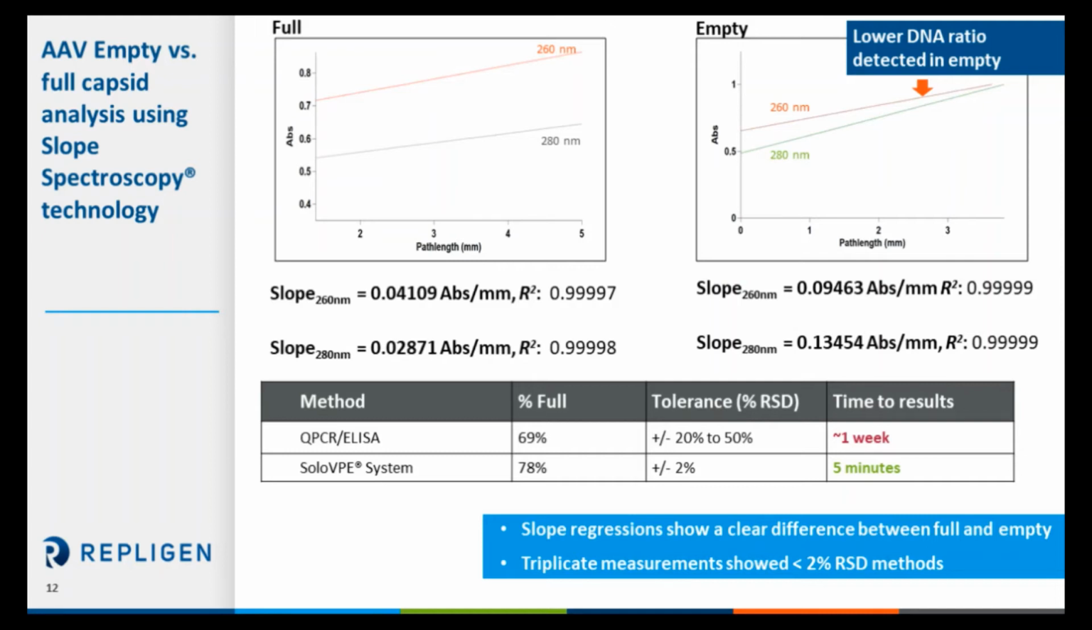The expected full value of the material using qPCR and ELISA was 69% full, and the SoloVPE system calculated 78%. This particular customer's tolerance was about plus or minus 20 to 25%, so we're certainly well within their error range the first time out. But the real benefit here is that we took essentially a one-week process between qPCR and ELISA and turned it into something that could be done in 5 minutes using slope regressions that show a clear difference between the full and empty capsids.